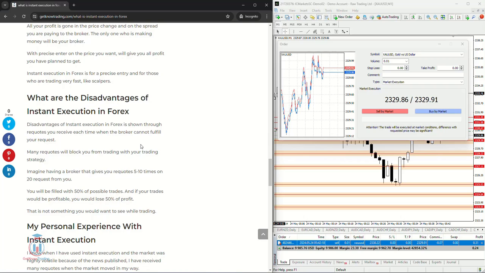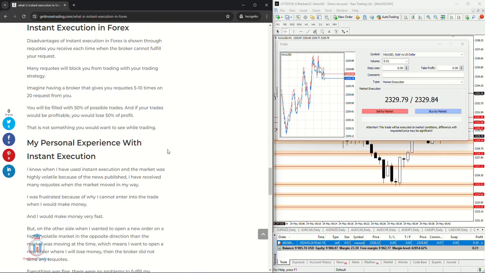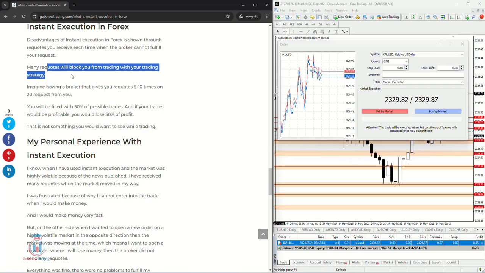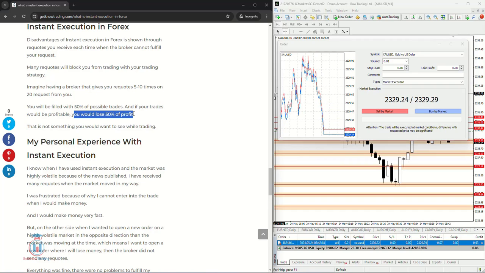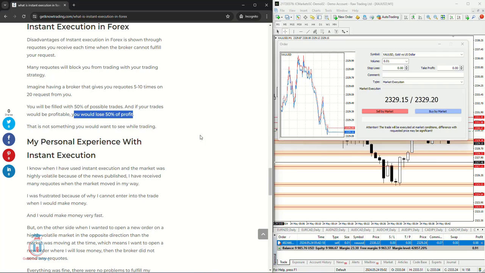Then some of the disadvantages of instant execution in Forex is that many requests will block your trading with your trading strategy. And that means if you have requotes 5 to 10 times on 20 requests from you, this could also be a problem that you would lose 50% of profit, because if the trade doesn't open and then opens maybe later on, or even it doesn't open because the broker sends you all the time the requote, then this is also a very bad experience for a trader, and also you will lose the money instead of making them.